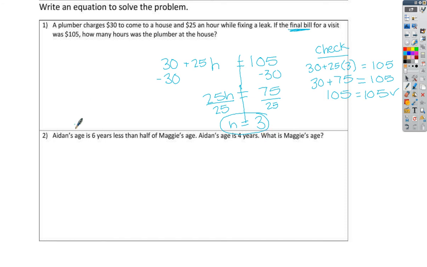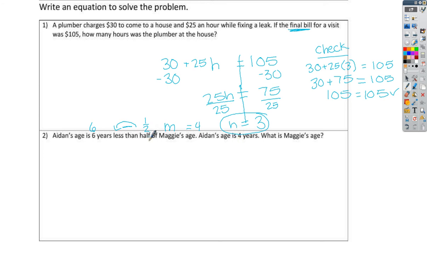This is like one we did in the last class, but a little bit different. So Aiden's age is 6 years less than half of Maggie's age. Aiden's age is 4 years. What is Maggie's age? Okay, so let's think of what we know. We know Aiden is 6 years less than, and less than means flip-flop, half Maggie's age. So we don't know what Maggie's age is. And Aiden is 4 years old, so it's going to equal 4, because is equals 4.